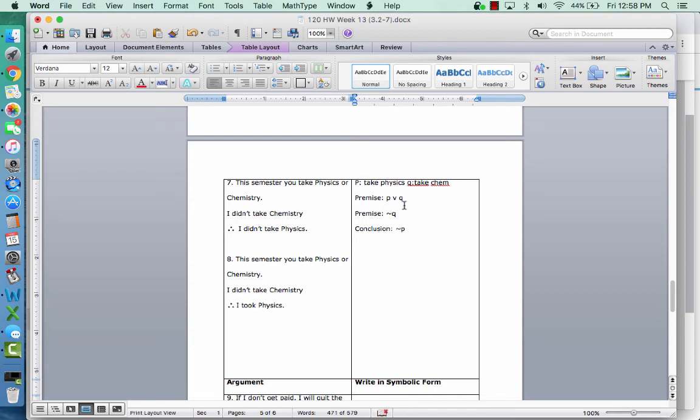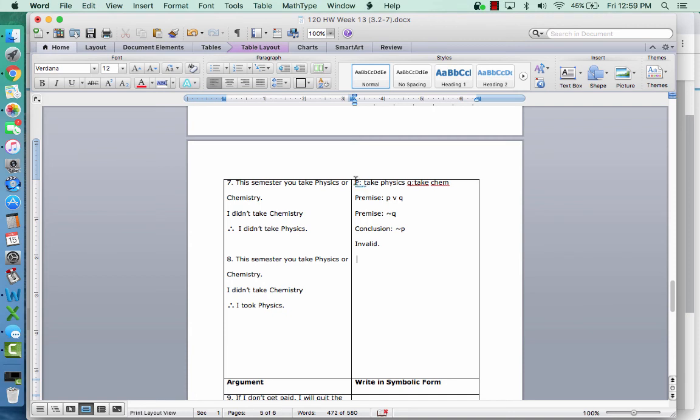So this doesn't fit in the table, but this is invalid as well. If you know that this semester you take physics or chemistry, and you also know that you didn't take chemistry, the only thing that we can necessarily conclude is that you did take physics, but this says you didn't take physics. So we know that's wrong. We definitely cannot make this conclusion based on these premises. The only conclusion that we can make is that you did take physics. So that's invalid. All right, we're going to do this again.